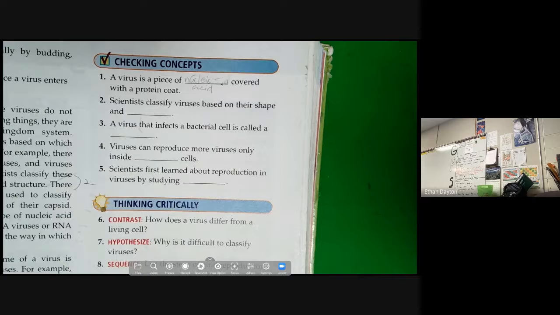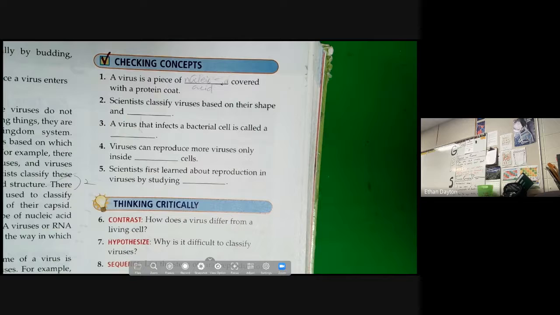Number 6, everybody. How does a virus differ from a living cell? Well, a virus doesn't classify as any of the 5 kingdoms. Sure, good. And how else? It has characteristics of non-living things. Sure. What do some living things do that viruses do not? Well, I was going to say that viruses do not have organelles.